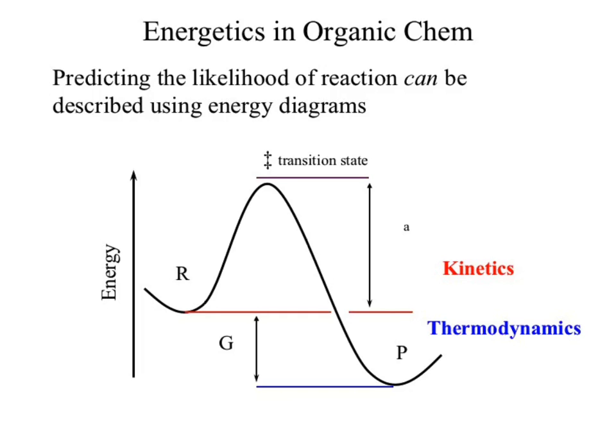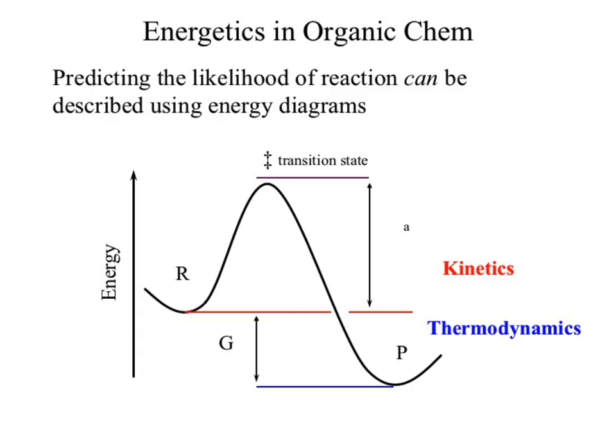We've got Gibbs free energy. We can look at thermodynamics. We can look at kinetics. We can look at activation energy. We can look at transition states. There's tons of information buried within this graph. Okay? Is this reaction as shown likely to occur?